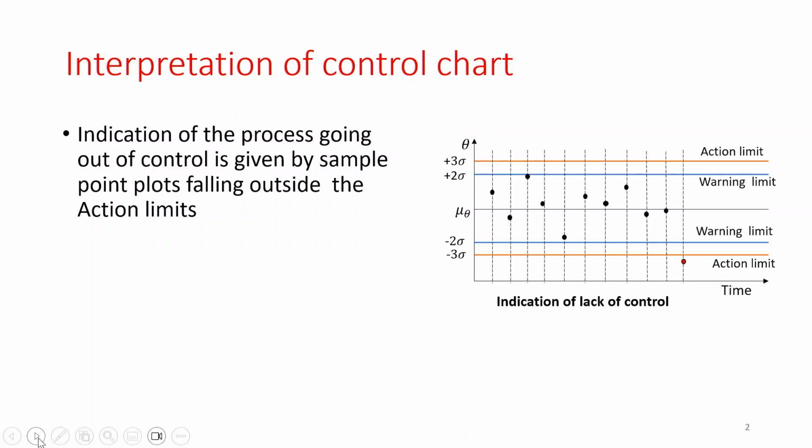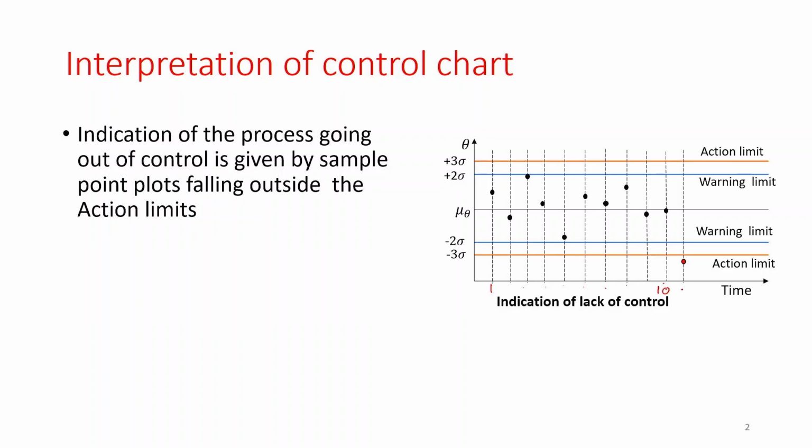Now, out of these so many points, the black dots, all of them are lying within the warning limit. So we can say these points till now, from let us say day 1 to day 2, 3, 4, 5, 6, 7, 8, 9, 10. Till 10 the points are within the warning limits, so the process is behaving well.